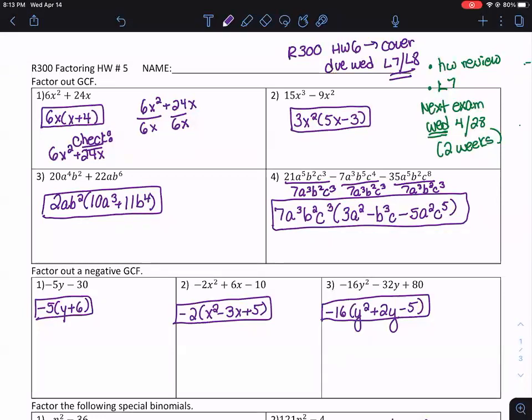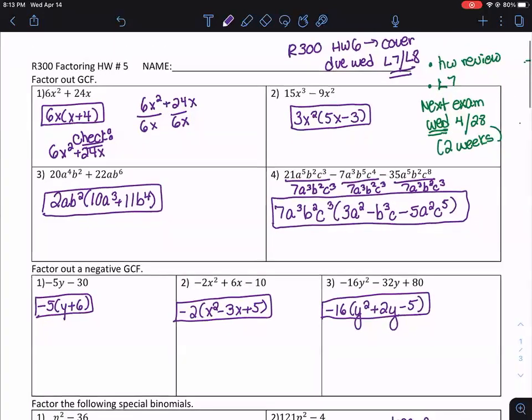The next 3 problems were just to factor out a negative GCF. So recall from our conversation on Monday that if a polynomial starts with a negative, we will factor out the negative. -5, and by the way, when we factor out a negative from something, it negates. We really want to use that word negates. So negate means that it's going to change or go opposite the sign. So -5 gives us a y plus 6 in the parentheses. Again, distributive property can verify that. -2, and then everything will of course negate. So x squared minus 3x plus 5. And then -16 comes out.